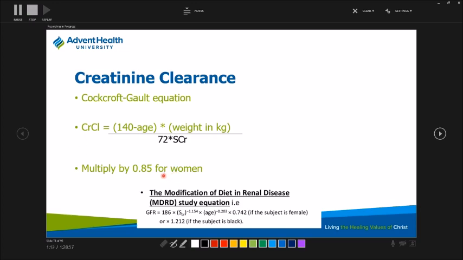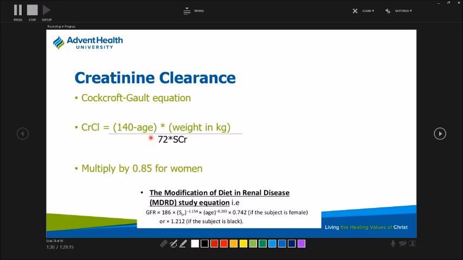Why do we multiply by 0.85 for women? Women typically have a little bit higher percentage of body fat than they do muscle mass as compared to men. Is that always going to hold true? Not necessarily. This is just based off the study they did how many ever decades ago, right? If you did this study again today, you may find actual differences, but this is what we work off of for most of our drug dosing.